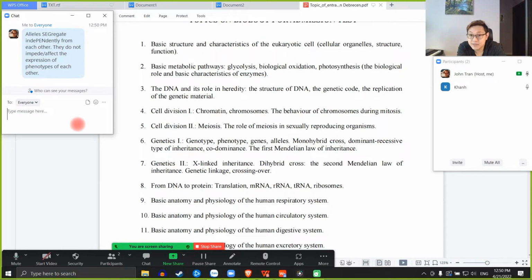Impede means hinder, or badly affect, negatively affect, cản trở, prevent.